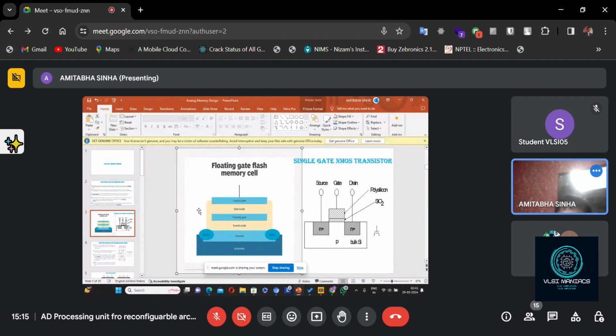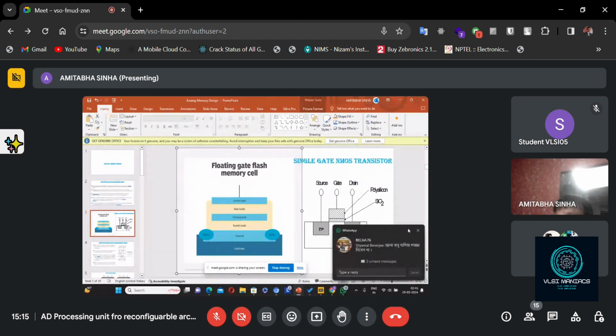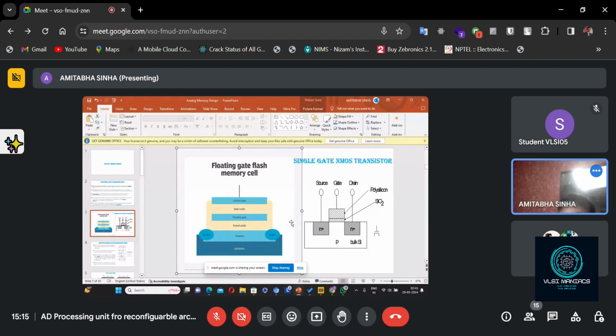What is the dielectric between the floating gate and the control gate? Sir, oxide, gate oxide. That means if somehow the charge can be trapped in this gate oxide, in between the two gates, then unless we disturb it, that charge will stay trapped there, isn't it? Because this is not directly connected to the source or drain or anything.